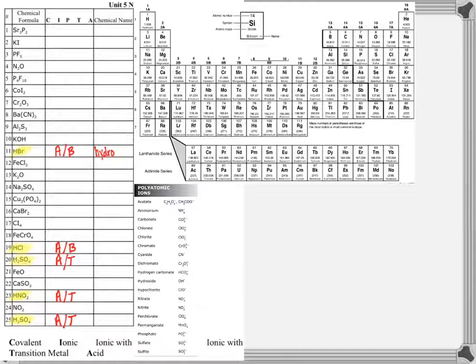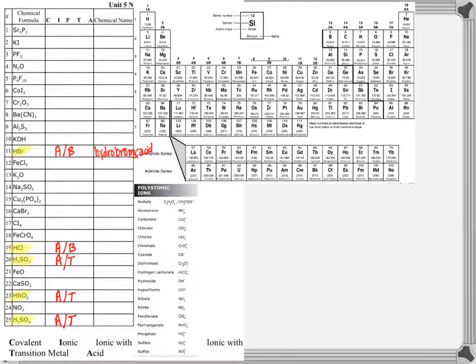It's up to you how you choose to do this. So hydro, and then we use the root part of the formula, and it's bromine, so I'm going to use bromic. We ended up with bromic, and we're going to end it in acid. Make sure you don't forget the ending ic.